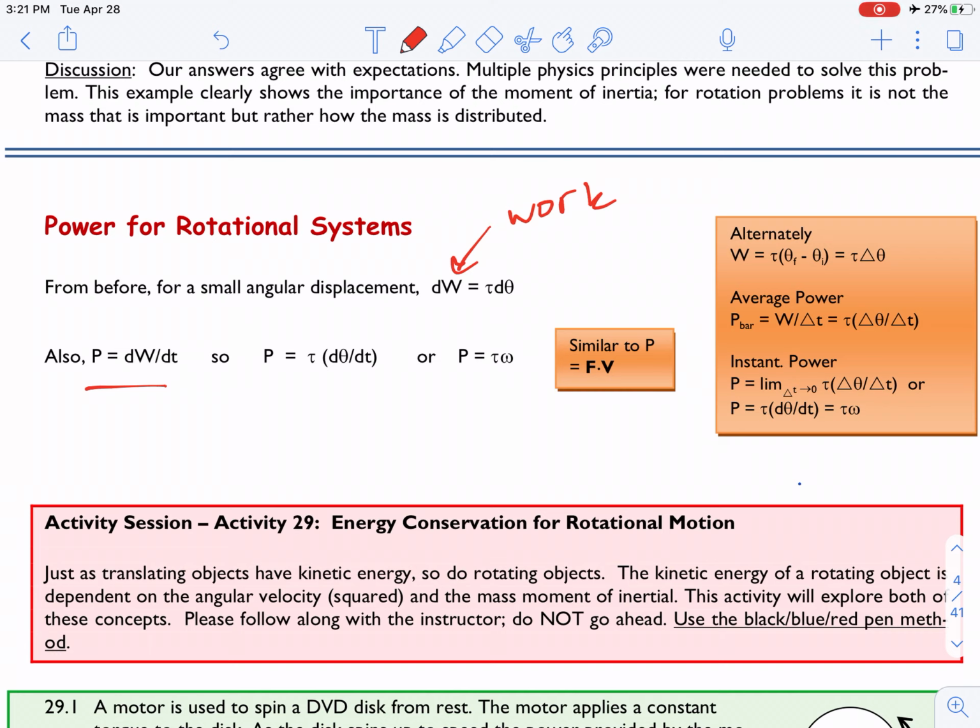And as we just discussed, the work term can be written in terms of torque times the displacement. Since this is a very small displacement, it's going to give us very small work, right? And so power is defined as dW over dt, the change in work with time, and that's equal to, using this work term at the top, tau d theta divided by dt.